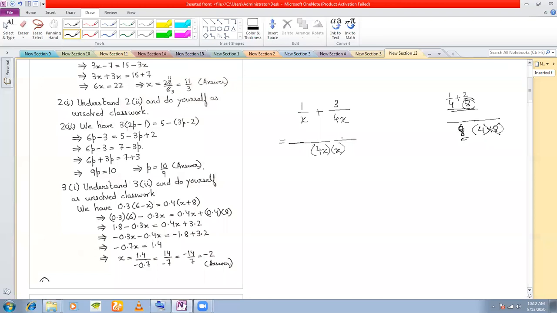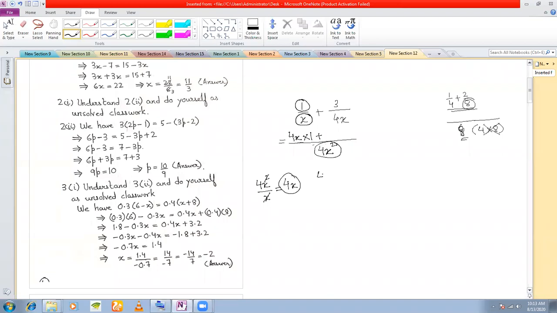Now the LCM is 4x square, since 4x into x is 4x square. Now I want to write the numerators. I've already taken the LCM as 4x square, so I divide it by the denominator of the first fraction. And what do I get? I get 4x. This 4x that I get, I multiply with this 1. I get 4x into 1 plus.